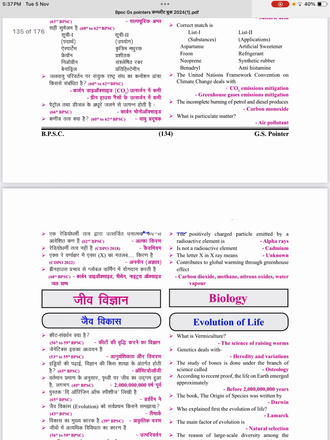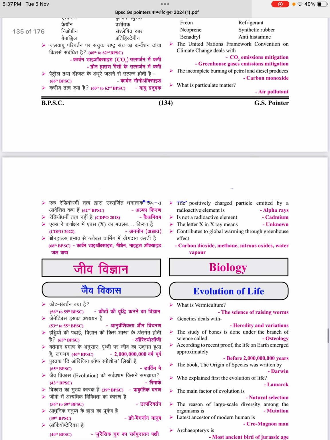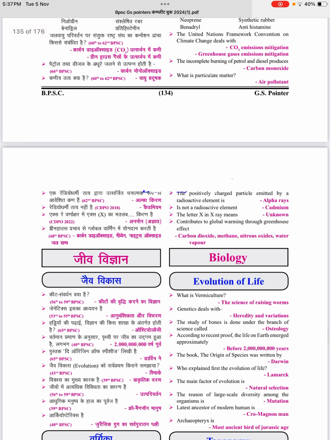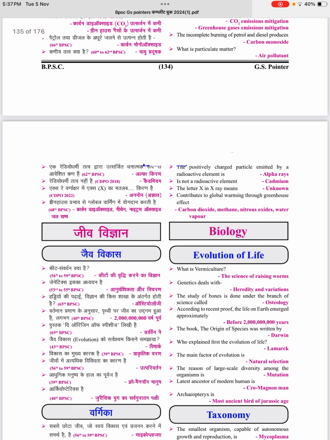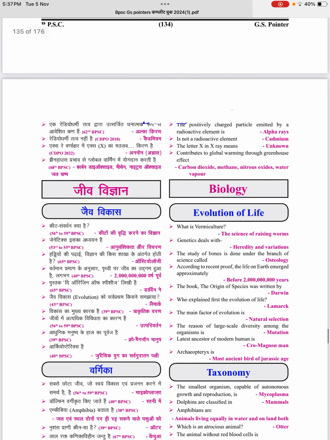Aspartame, artificial sweetener. Freon, refrigerant. Neoprene, synthetic rubber. Benadryl, antihistamine. The UN Framework Convention on Climate Change deals with carbon dioxide emission mitigation and greenhouse gases emission mitigation. The incomplete burning of petrol and diesel produces carbon monoxide. What is particulate matter? Air pollutant.